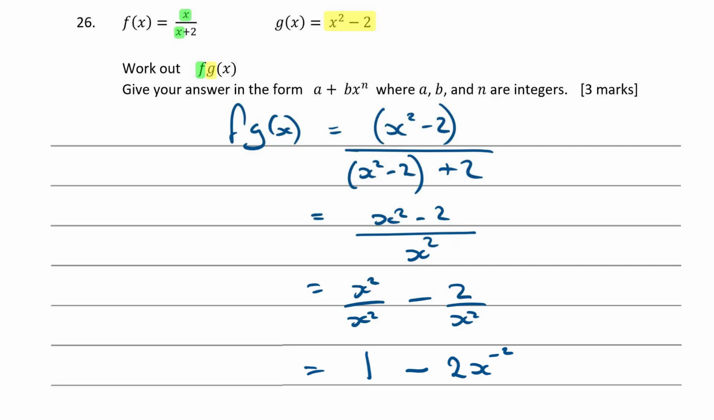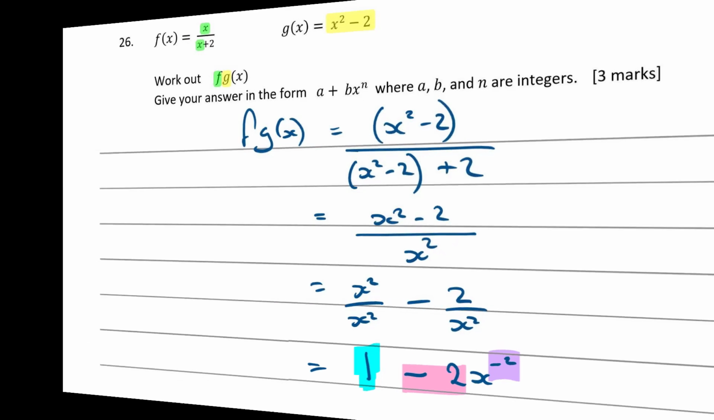And now I've got it in the form I wanted it to be in. Having a look back up at the top there, a is now my 1, b is my minus 2, and n is my negative 2 up there as well. So I've got integers for all those. It's all in the right form. I'm good. Let's move on.